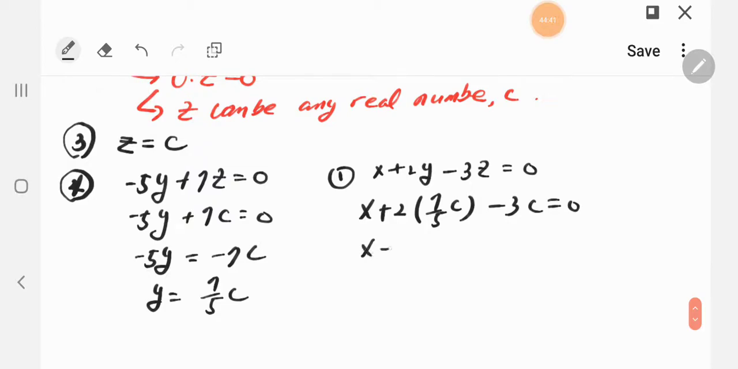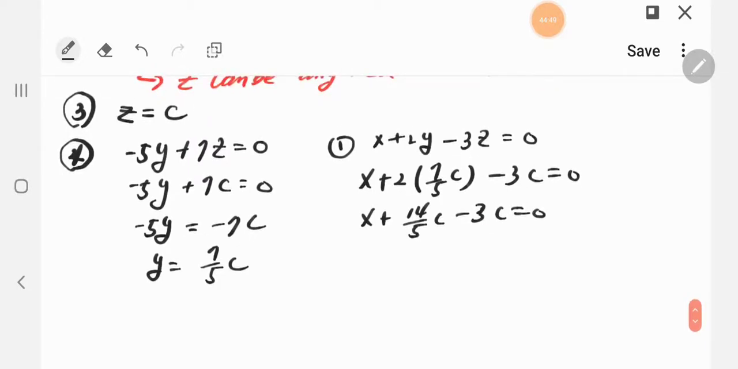Okay, let's finish up this one first. 14 over 5c minus 3c is equal to 0. Then multiply each equation by 5. It's much easier because we don't have to play with the fractions. So we can get rid of the denominator 5 by multiplying the equation by the denominator 5, the LCD.